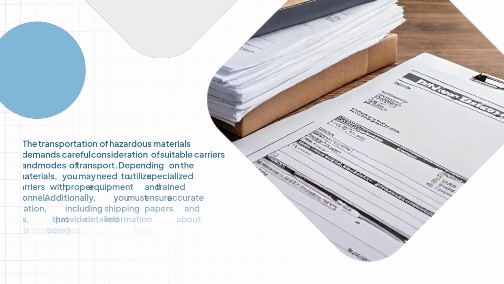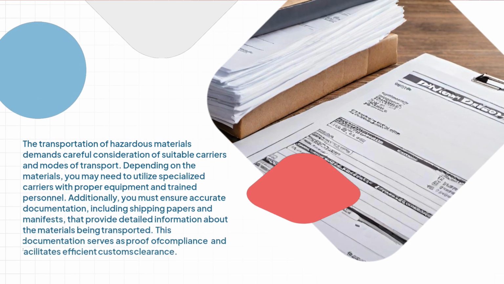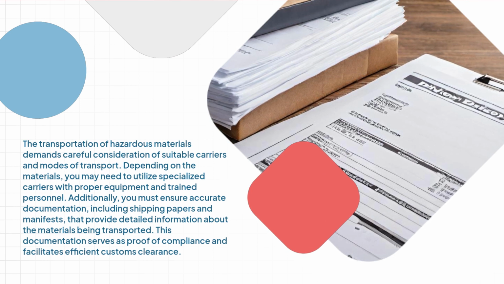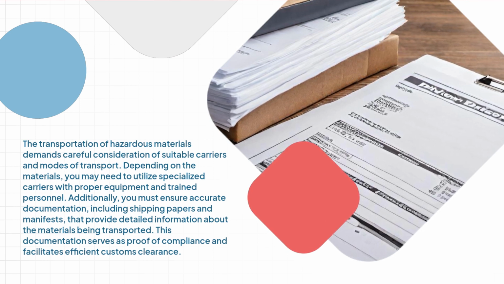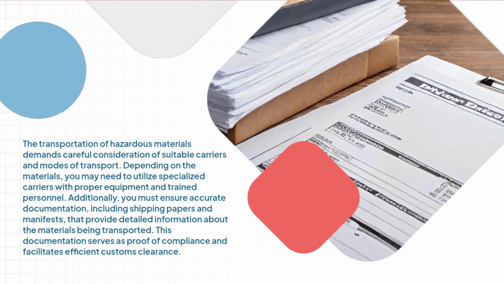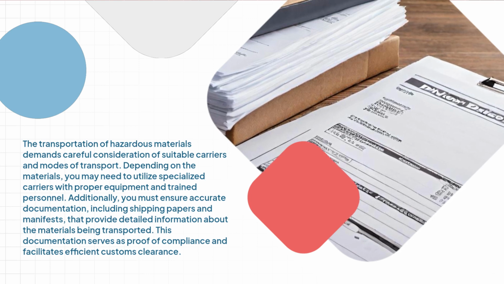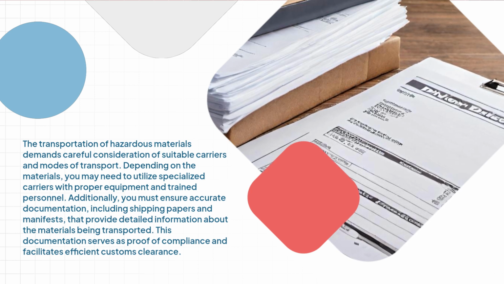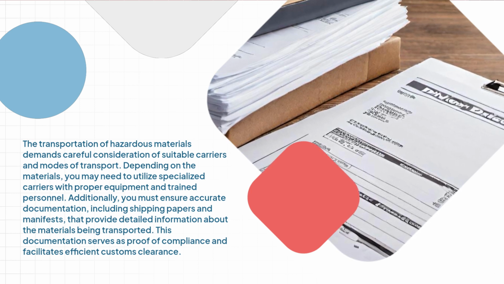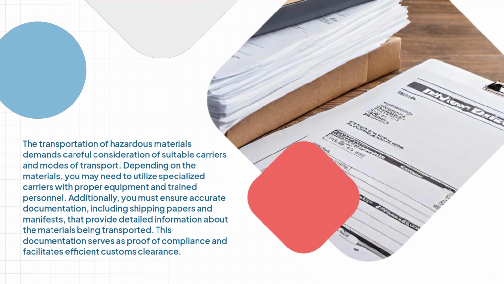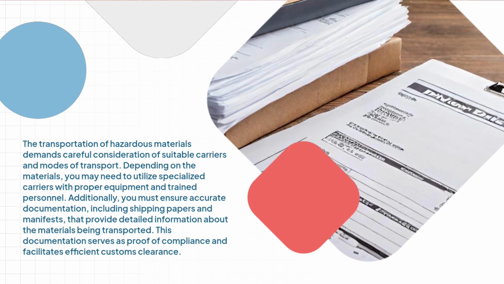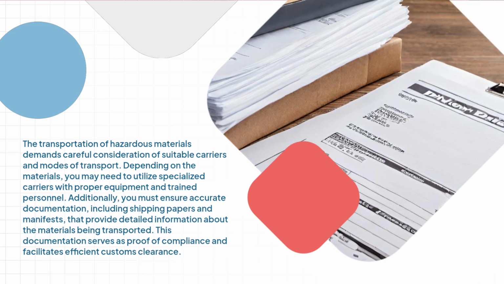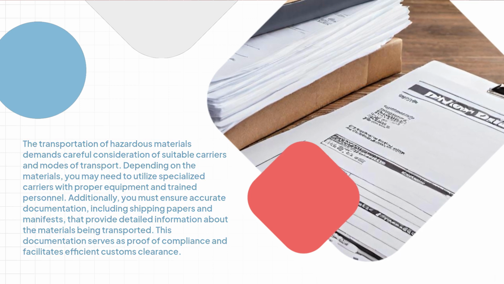Step 4. Transportation and documentation. The transportation of hazardous materials demands careful consideration of suitable carriers and modes of transport. Depending on the materials, you may need to utilize specialized carriers with proper equipment and trained personnel. Additionally, you must ensure accurate documentation, including shipping papers and manifests, that provide detailed information about the materials being transported. This documentation serves as proof of compliance and facilitates efficient customs clearance.